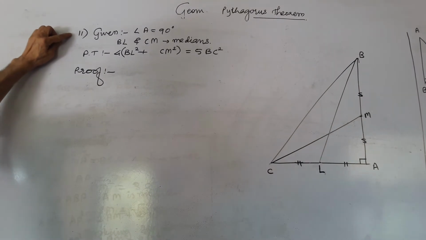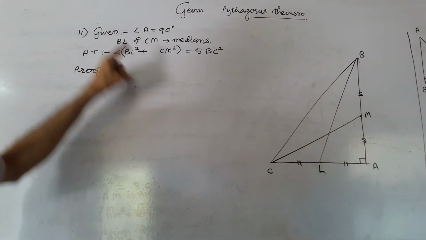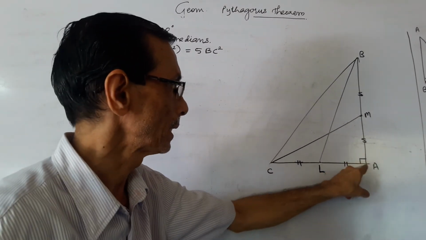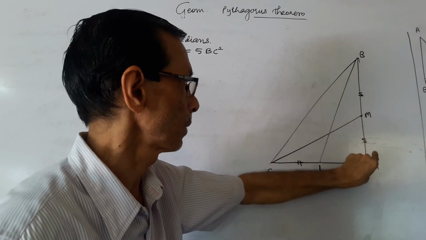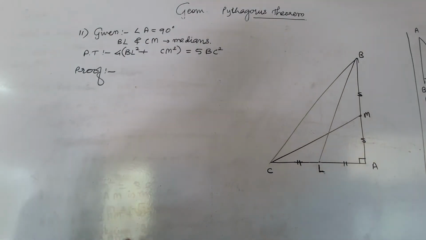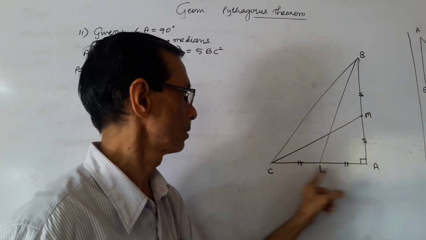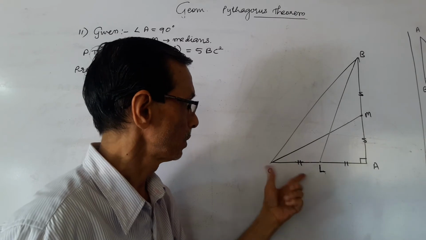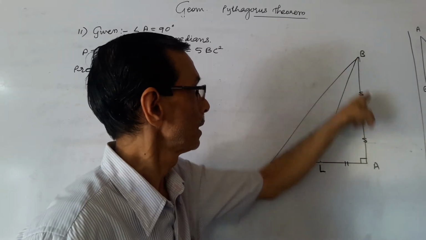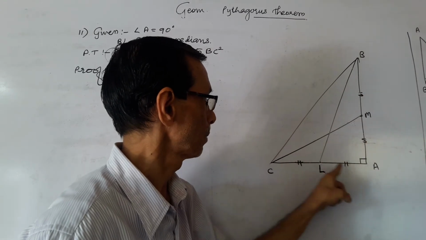Let us take example 11. In this sum, a diagram is given, and it is given that angle A is 90 degrees. If angle A is 90 degrees in this triangle, then we have to apply Pythagoras theorem. At the same time, it is given that BN and CM are medians. So BN is a median, and therefore these are equal, and CM is a median, therefore these are equal, and they are shown with identical marks.